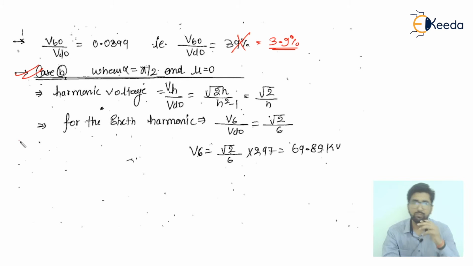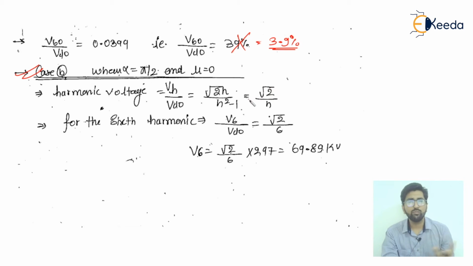Okay guys, now we will move to case B. It is alpha equal to pi by 2 and mu equal to 0. For this we are going to use the formula root 2 upon h, because h squared is much higher, so the term subtracted with a minus is going to be neglected. As we have to find the sixth harmonic for this case, the formula is root 2 upon h.